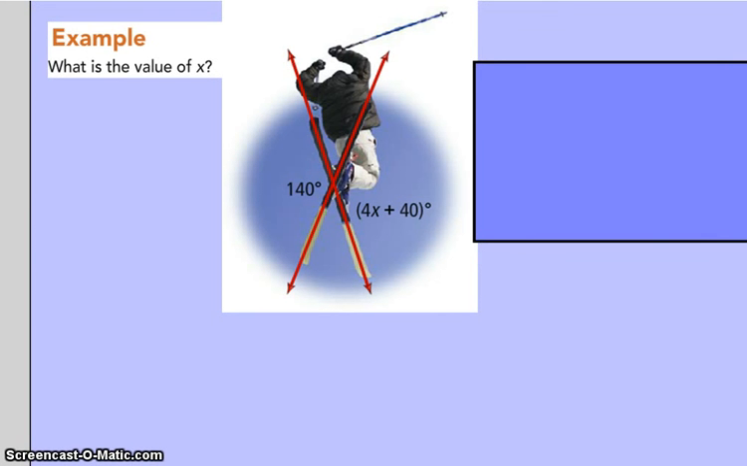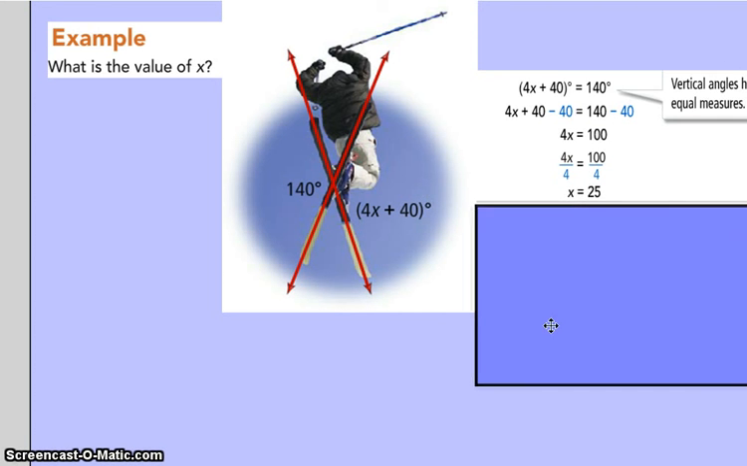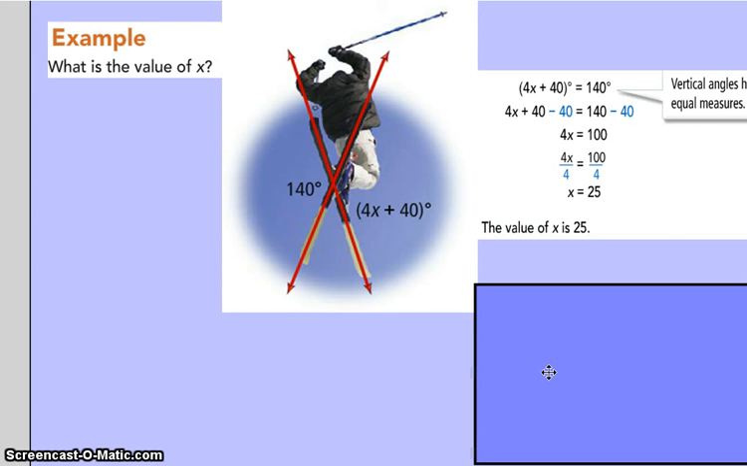What is the value of x? 140 equals 4x plus 40. We know they're equal because they are vertical angles. We set one equal to the other. The value of x is 25 degrees. If you're not sure about that, stop it and go through that.